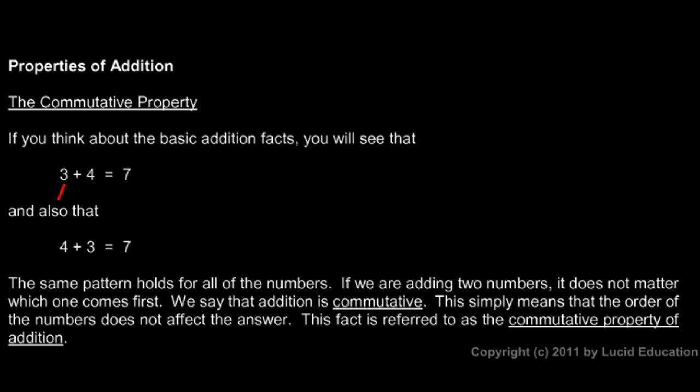It doesn't matter if I have the 3 first and then the 4, or if I have the 4 first and then the 3. And that pattern holds true for any numbers that we want to add together. If we're adding two numbers, it doesn't matter which one comes first. The order doesn't affect the answer. We say that addition is commutative. That's what that means. It means that the order of the numbers does not affect the result, or the sum. This fact is referred to as the commutative property of addition.